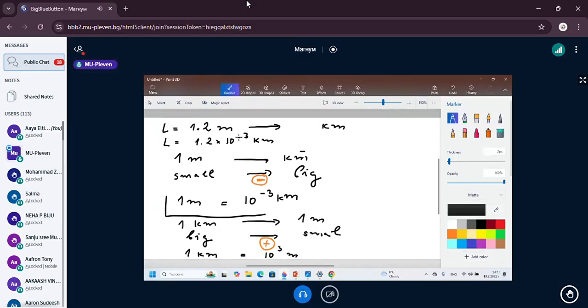Now, let us have another example. Let us have some length being smaller. Suppose we've got 0.0034 micrometers. This is to be changed into nanometers. Micro into nano. Let us see the table.